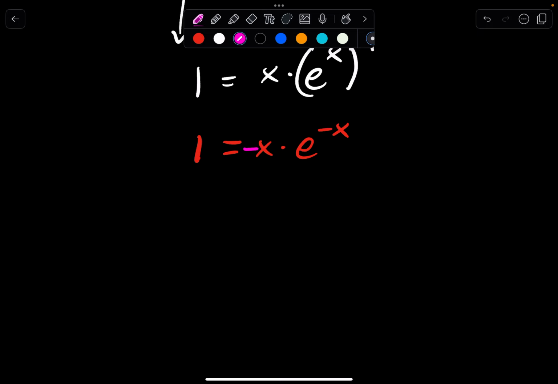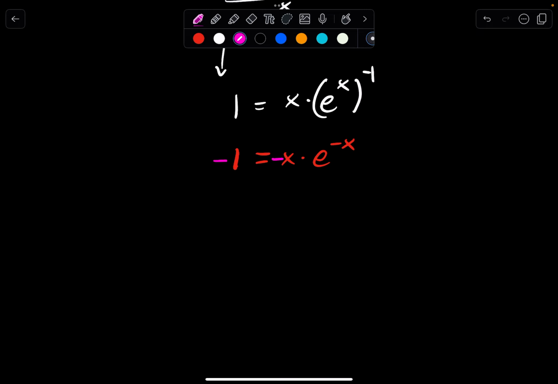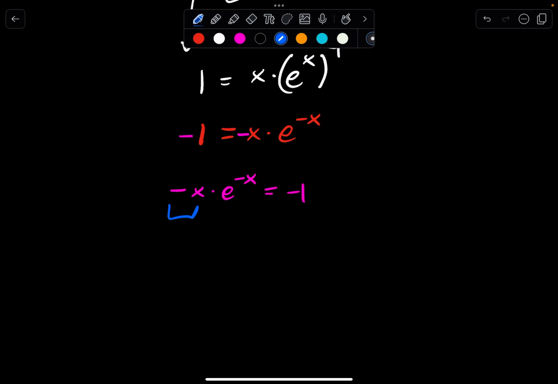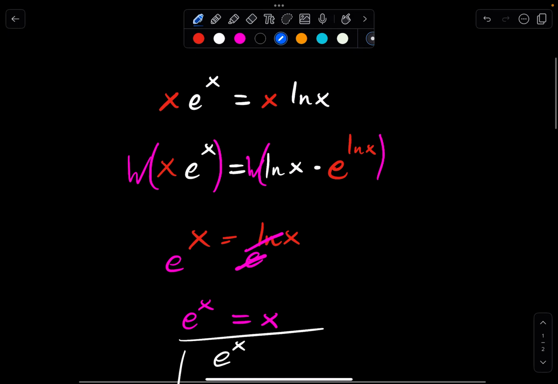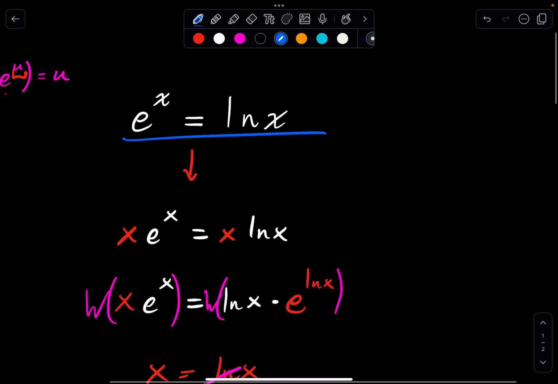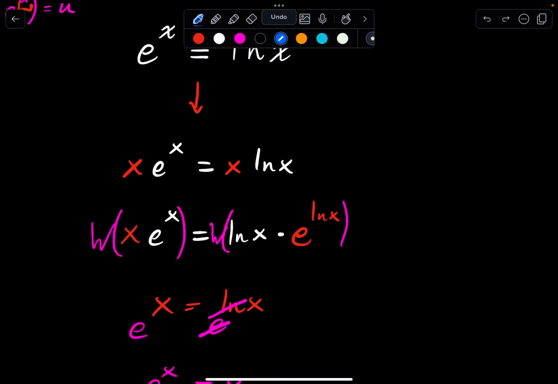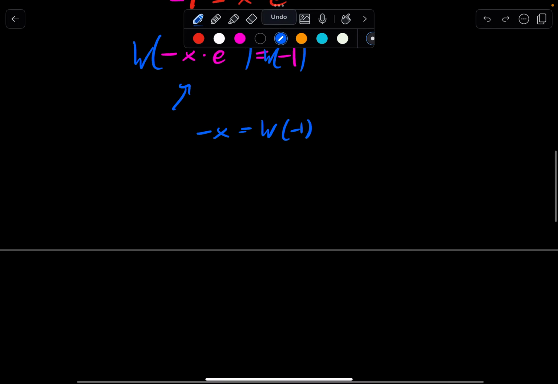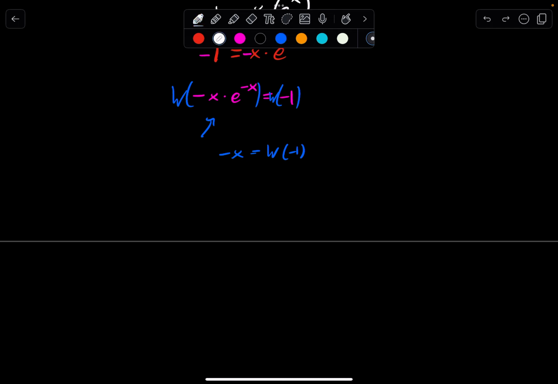We can multiply both sides by negative 1. So I'll just switch around the sides. I have negative x times e to the negative x equals negative 1. Now, since these two somethings are the same, I can apply the Lambert W function here, and then this will return negative x equals W of negative 1. And remember, this is the solution of e to the x equals ln x. Then we multiply both sides by negative 1. And ladies and gentlemen, we get x equals negative W of negative 1.